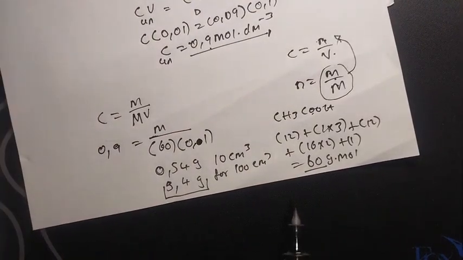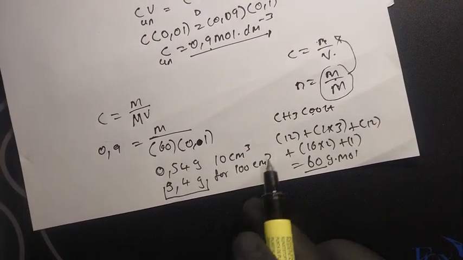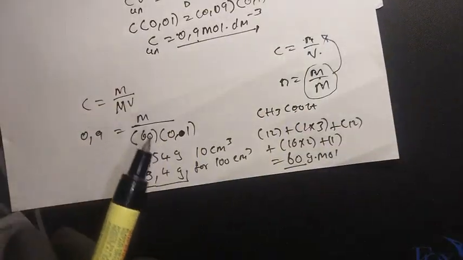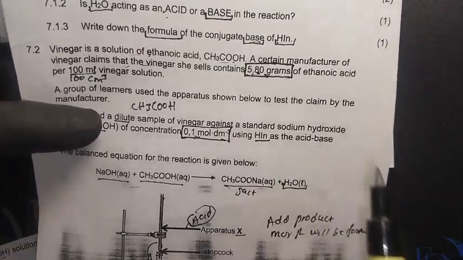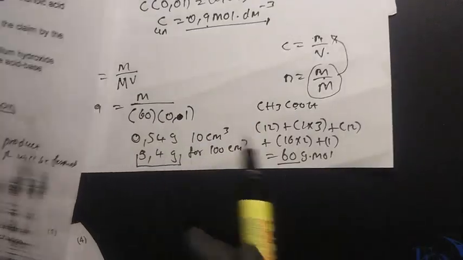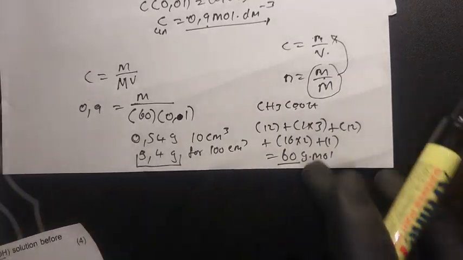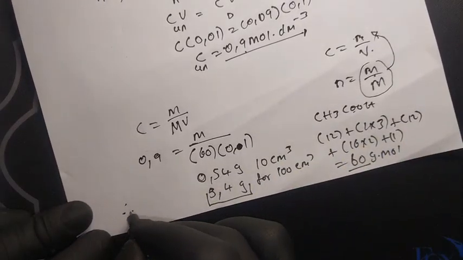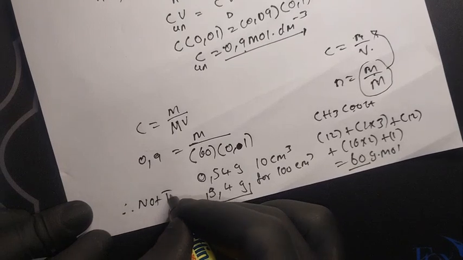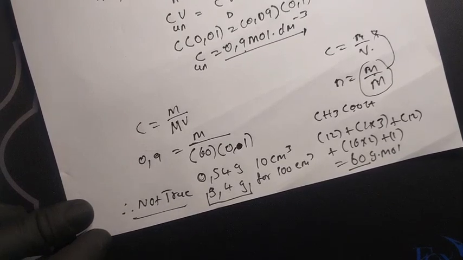So this vinegar contained a mass of 5.4 grams. When you check here, they said it contains 5.8 grams, and we got 5.4, which means the information is not true, because the mass is 5.4, it is not 5.8.